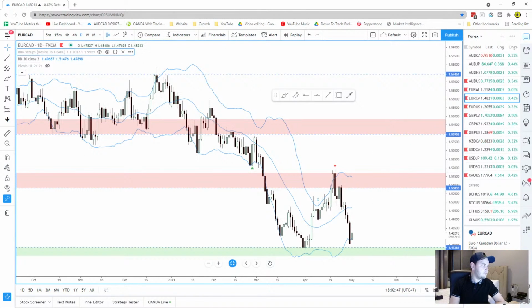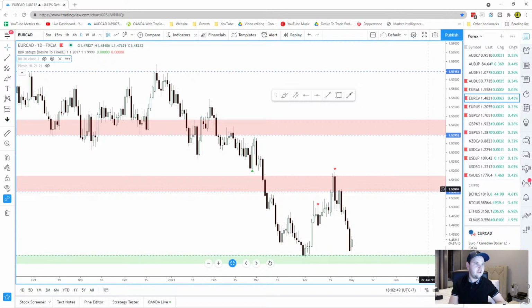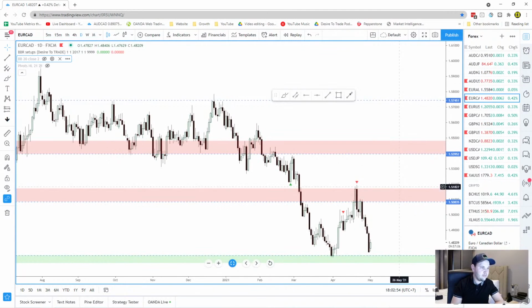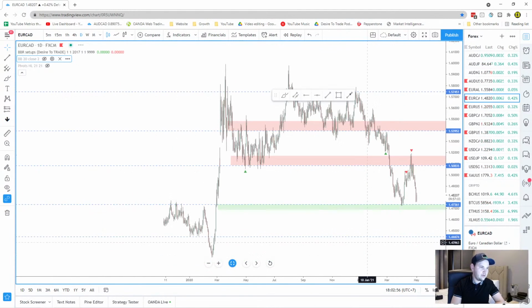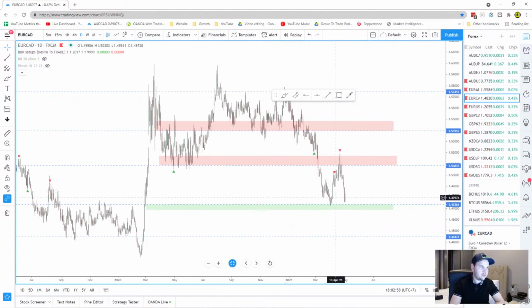Cool, perfect, nice. So EuroCAD is in a different situation. This pair is hitting a support area. Now, depending on what you like to trade, what kind of trader you are, you might trade this or not.